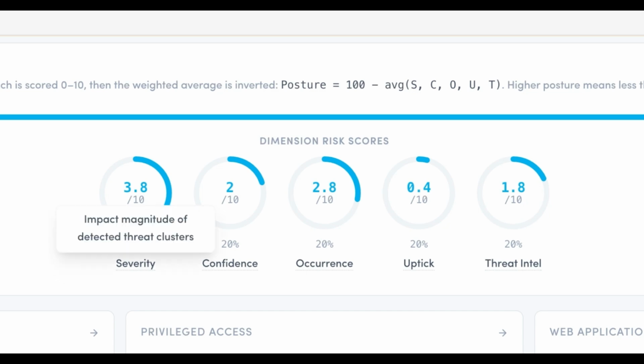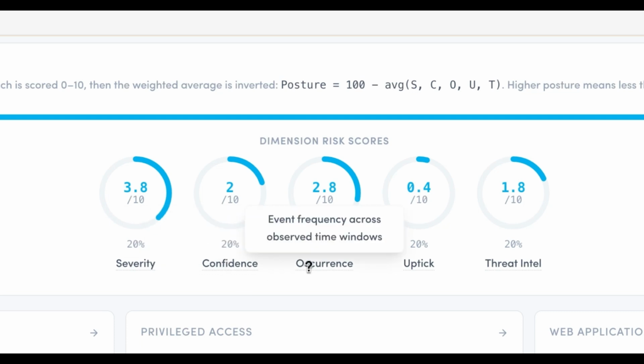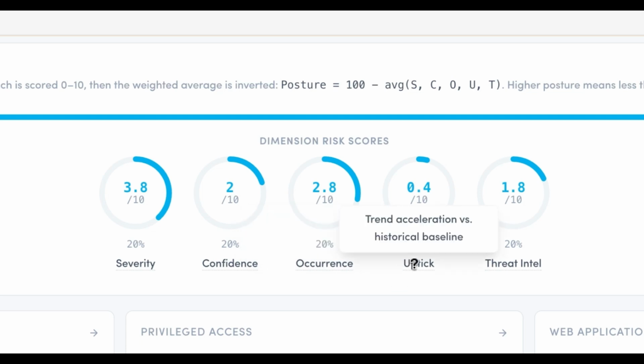Firstly, how serious are the active detections? Secondly, how confident are we that these are real threats and not noise? How broadly are they spreading across your assets? How fast is activity accelerating compared to your normal baseline? And how closely does this match known threat intelligence?